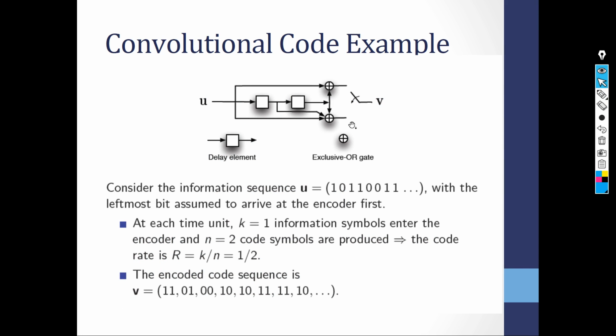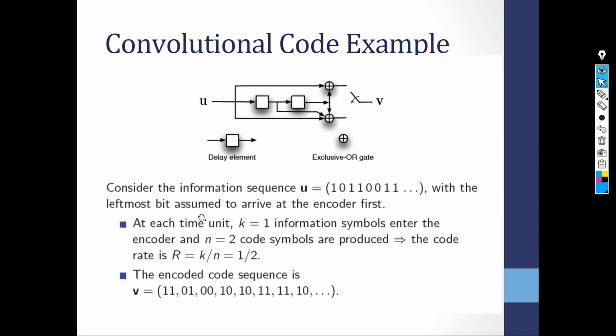Give you an example of a structure. So the structure looks like this. You have U, you have V, you have delay elements. The delay elements are the ones in the squares here, and the exclusive OR gate is given at the output of each bit.